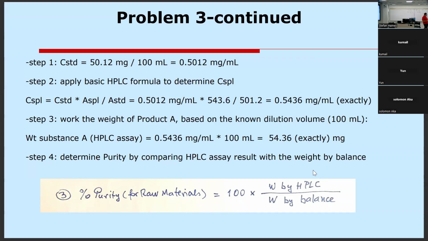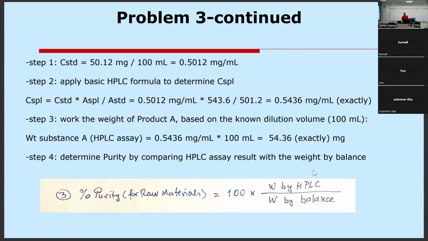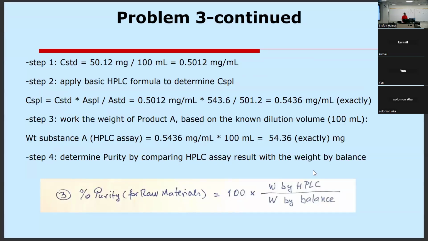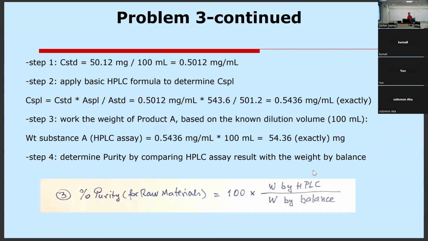And then we have to find the purity. The weight that I determined on the HPLC, that would be 54.36, divided by the weight of the sample, which was 55.13. And we end up with 98.6. Then if I look at the purity regulation they gave us, minimum 99%, I round to whatever that precision is. So no decimal points in my calculation. So I have to round up to 99, so it does pass.